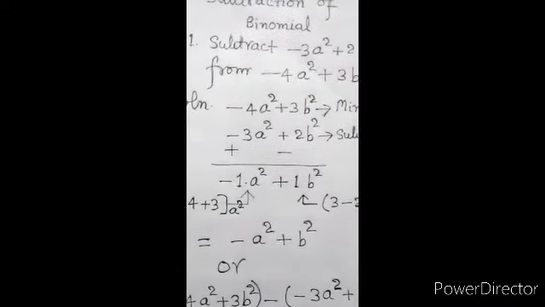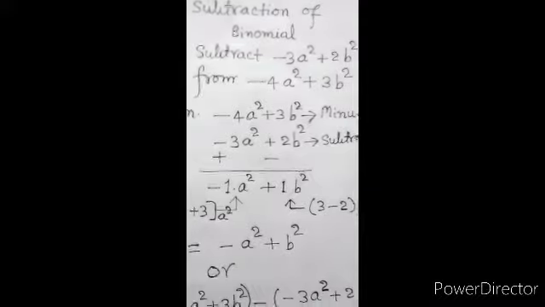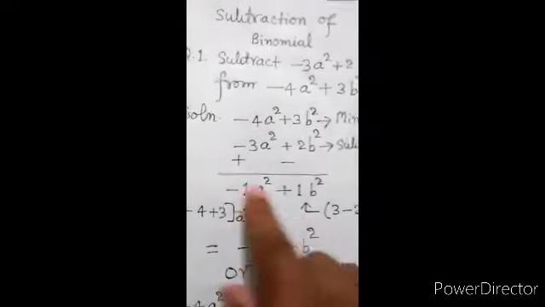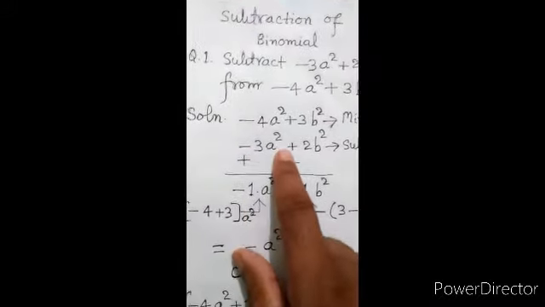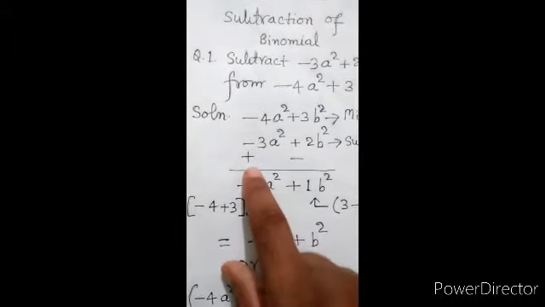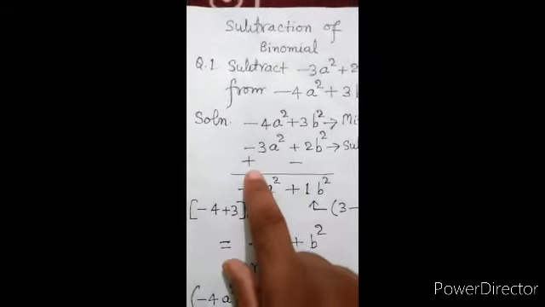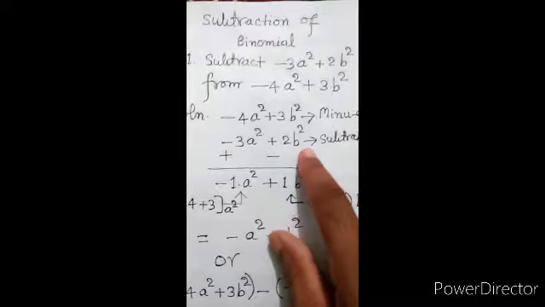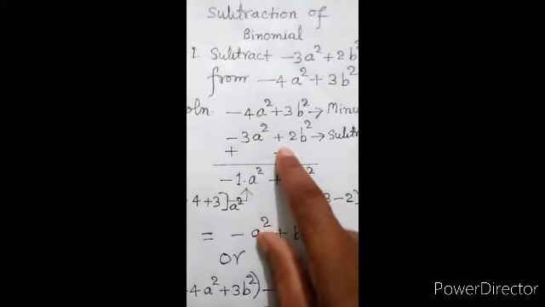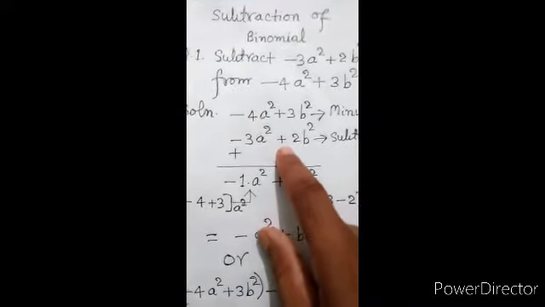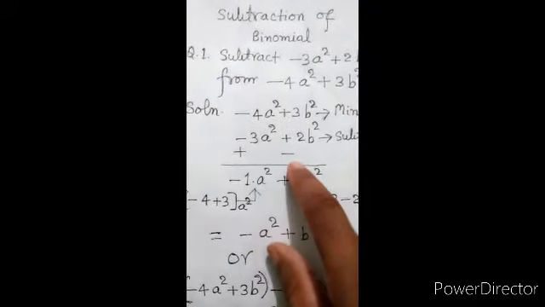This one is subtrahend. And in subtraction, the sign of subtrahend will be changed. Here minus 3a square is already there, so its sign will be changed. Then it will be plus. And here 2b square, it is plus. So in subtrahend, its plus sign will be changed into minus.